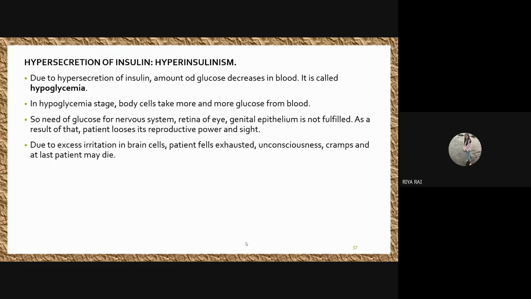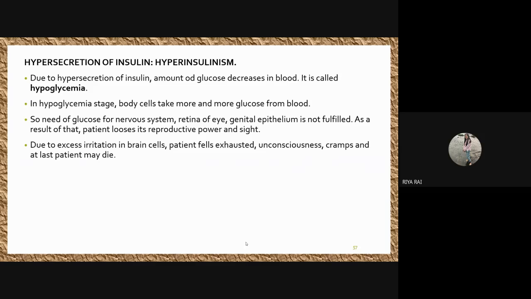Sorry, I had not discussed the point that insulin also maintains the membrane permeability. That is, except the brain cells, RBC, retina and genital epithelium, insulin stimulates the permeability and consumption of glucose in all the somatic cells.